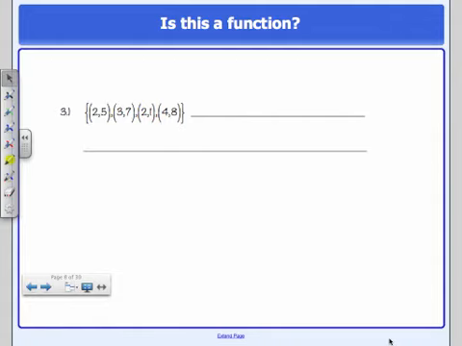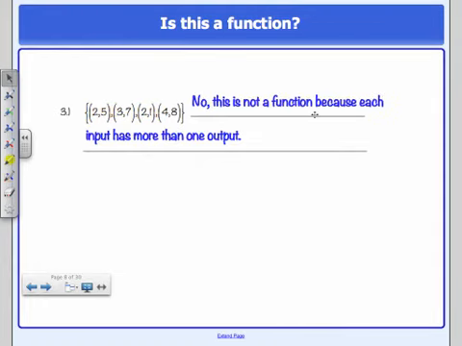All right, so if you look at this right here, the 3 is associated with one output, which is 7. The 4 is associated with one output, which is the 8. But the 2 is associated with 2 outputs. It's associated with the 5, and it's also associated with the 1. So this input has more than one output, which means that it is not a function, because an input has more than one output.